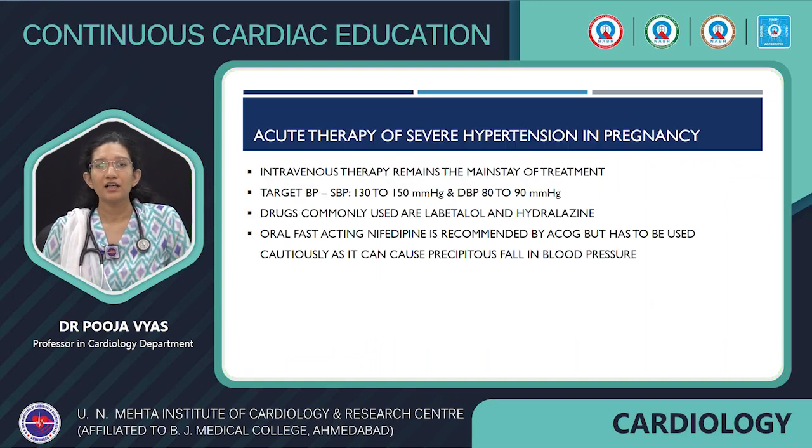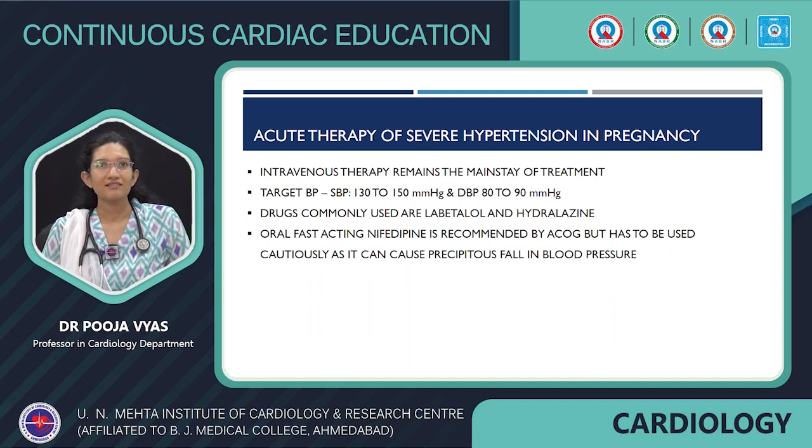Then comes the acute therapy of severe hypertension in pregnancy. Intravenous therapy remains the mainstay of treatment when there is severe hypertension, and the target systolic blood pressure should be 130 to 150 millimeter of mercury, and the target diastolic blood pressure should be 80 to 90 millimeter of mercury. Commonly used intravenous therapies for severe hypertension in pregnancy are IV labetalol and hydralazine.